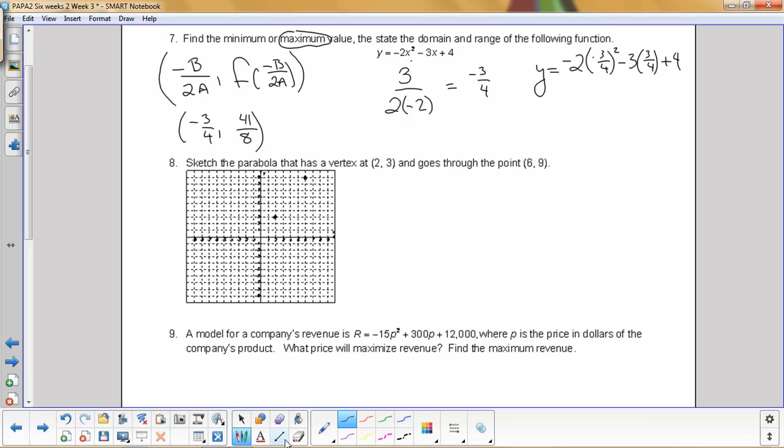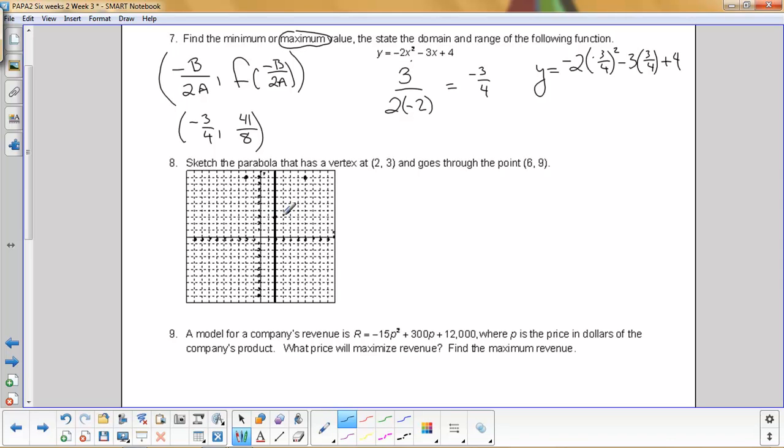Now I have to do a little bit of critical thinking here. Remember that I have a line of symmetry here, which means that there is an identical point this many units away on the other side of this parabola. So that's going to be 1, 2, 3, 4. So I'm going back over 1, 2, 3, 4. Alright, now I have the shape of my parabola.